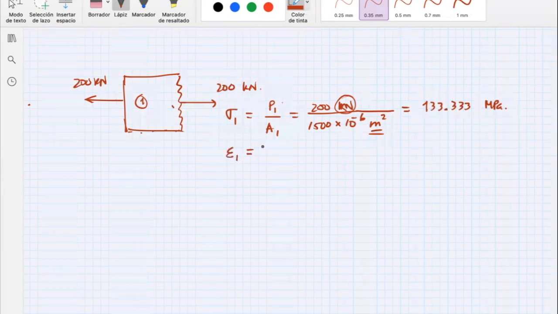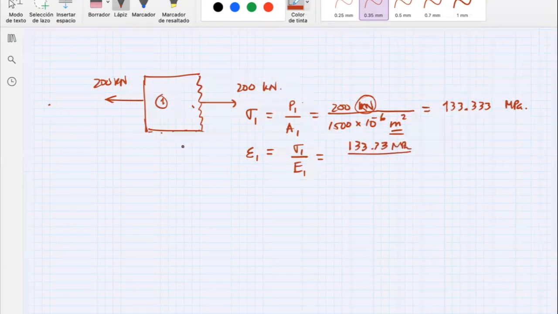That's not everything. So I'm now going to calculate the strain, and the strain is just the normal stress divided by this property of material, the elasticity modulus. This one is going to be equal to 133.333 megapascals divided by, take a look at this number.